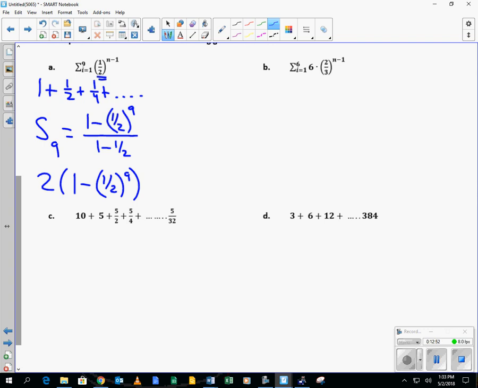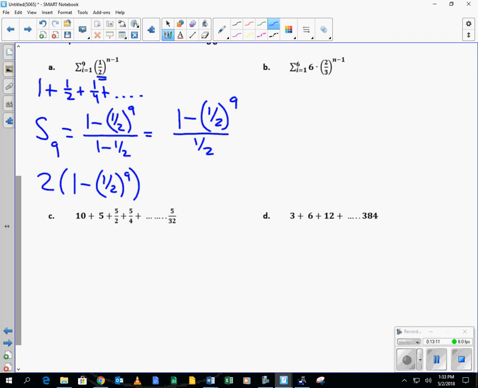Okay, I'll write it out again. So we've got (1 minus 1/2 to the 9th) divided by 1/2. Dividing by 1/2 is the same as multiplying by 2.